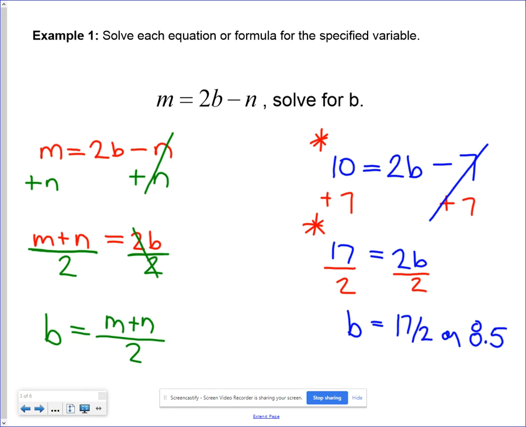Or if I wanted to, I could have written it out like this too. This is the same answer. M divided by 2 plus N divided by 2. Either one is correct. All right, let's try another one.